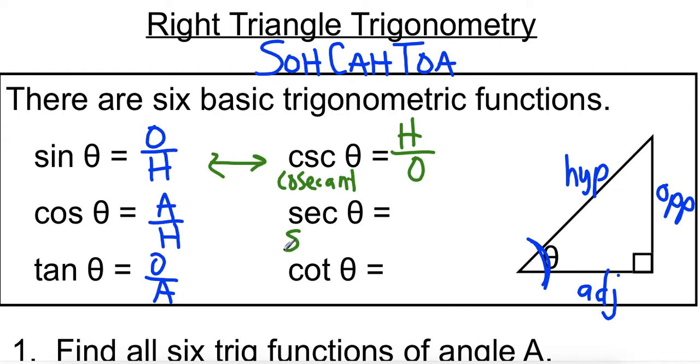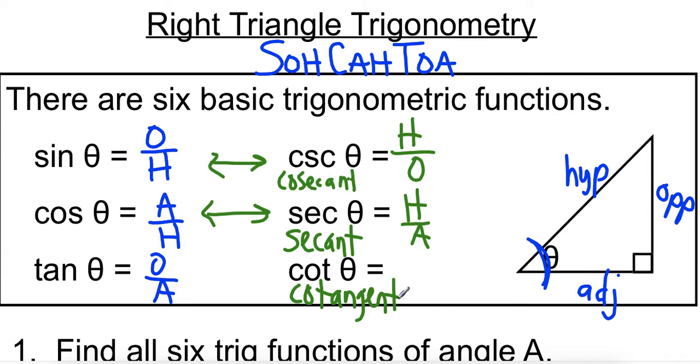The next one we have is secant. That is a cofunction with cosine, so they're going to be reciprocals. That is hypotenuse over adjacent. And then the third one is cotangent, which is reciprocal with tangent, so it's going to be adjacent over opposite. The way you're going to remember these: obviously tangent and cotangent go together. The way I remember the other ones is they are opposite letters. So the S and the C go together, sine and cosecant, and then cosine and secant. So S and C again go together.